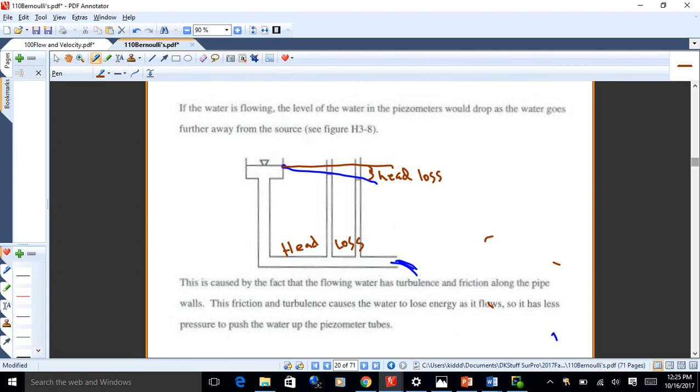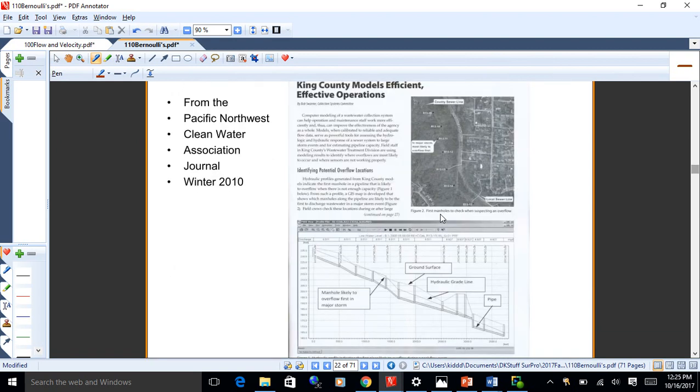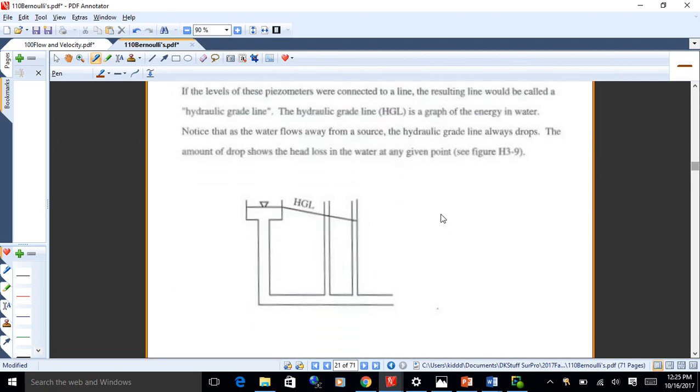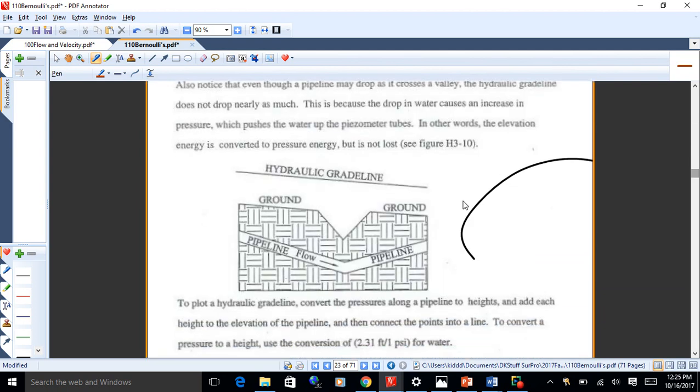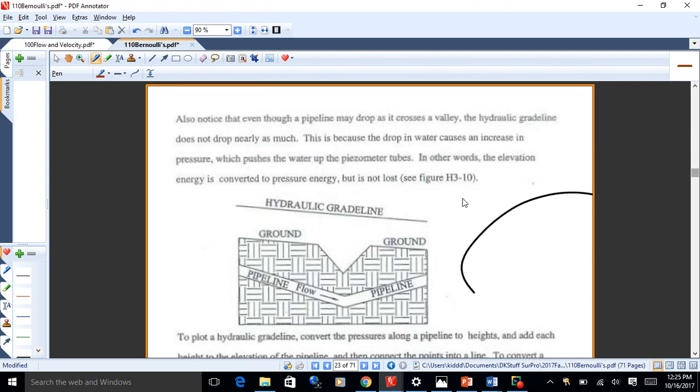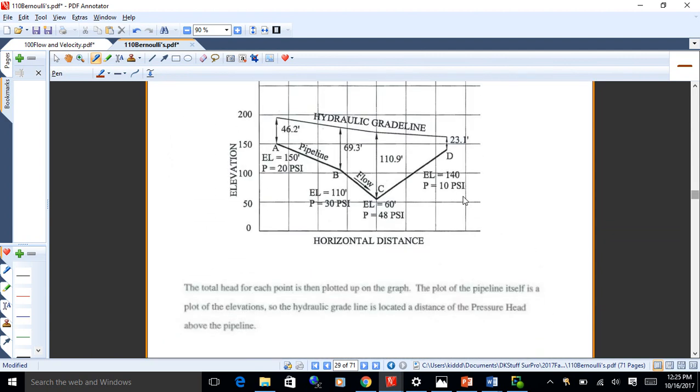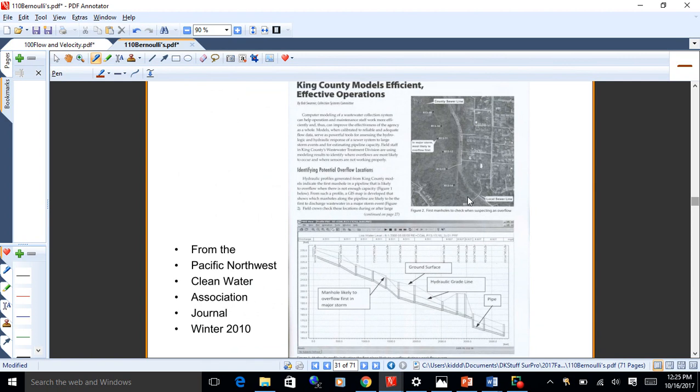So if you take these points and connect them together, what you get is something called a hydraulic grade line. And this can be a handy tool to analyze your system with, okay? And here's a hydraulic grade line from 2010. What they were doing with this is they were looking at, I think it's a storm drain. Now, what's happening with this system is when it really starts to rain, it fills up the manholes and it actually supercharges and pressurizes the whole system. And you got to be very careful with that.